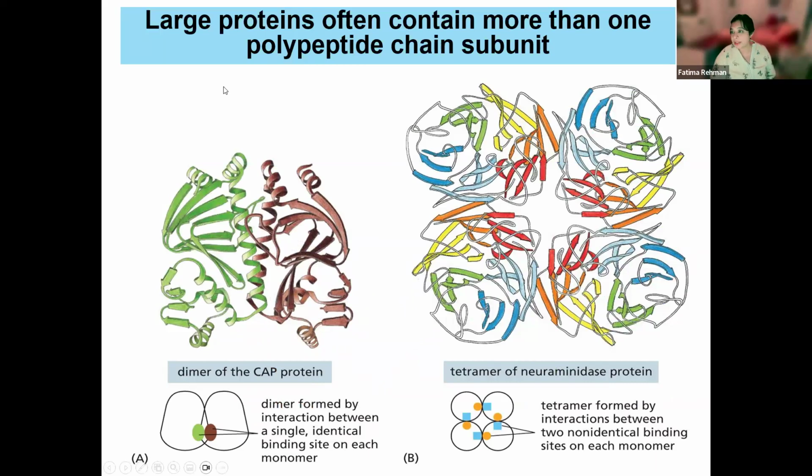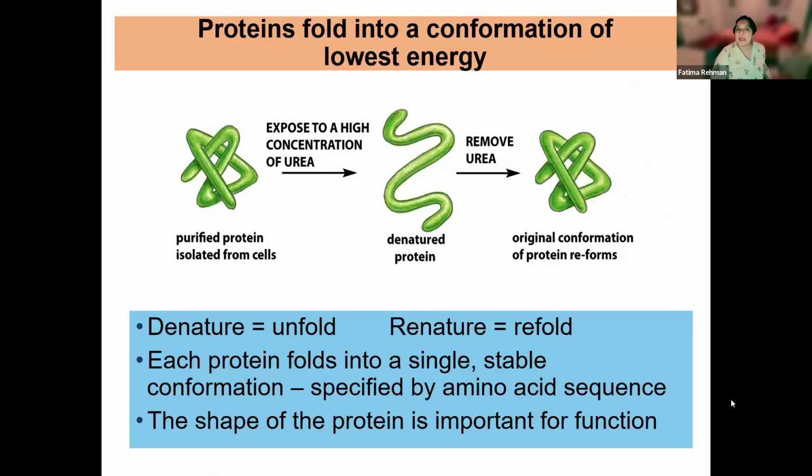So large proteins that you are going to see would often need more than one polypeptide chain subunit to create their final functional form. They can be in dimers. So here is a dimer where the same protein, identical protein, two of them come together, bind together at this interaction point, and then work like that. Or you can have a tetramer where you have different types of non-identical binding sites coming together onto the monomers to create that complex protein structure. Now, what happens? How do they stay in this place, right?